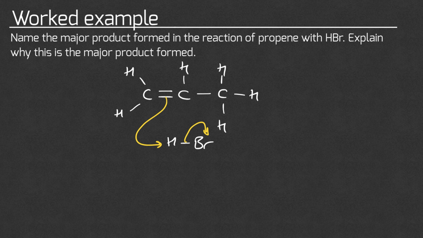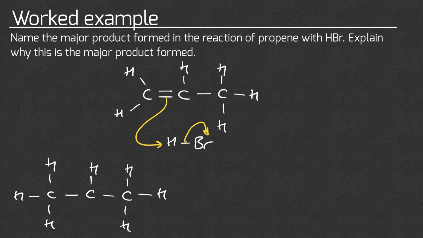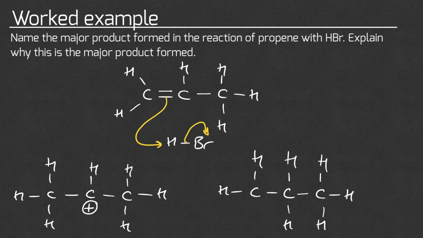The first step of the mechanism is for the carbon-carbon double bond to attack the hydrogen, causing the hydrogen-bromine bond to break. We'll then draw the structures of the two possible intermediate structures we could form. So we could have the positive charge on the middle carbon, or we could have the positive charge on the beginning carbon, depending which way this bond broke.